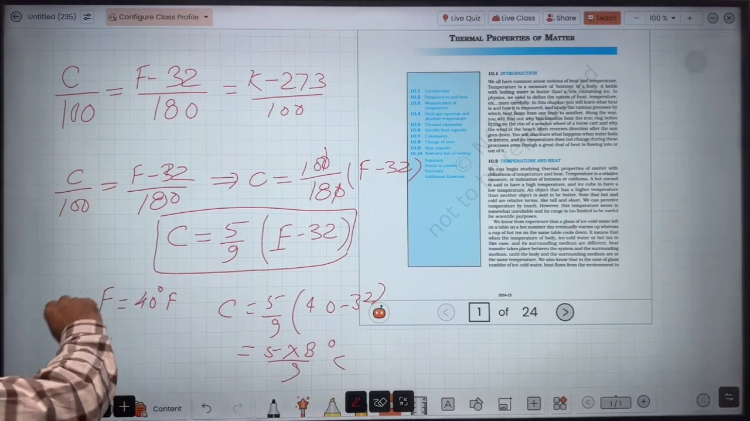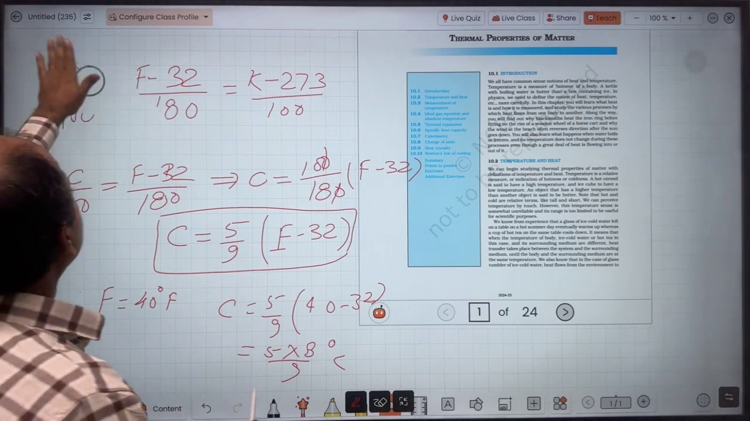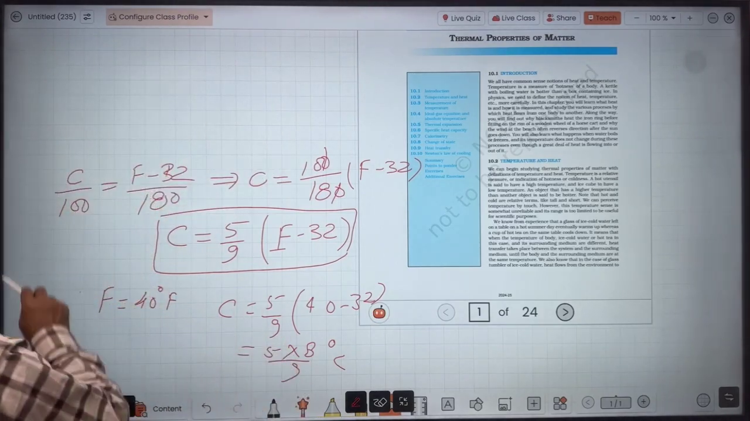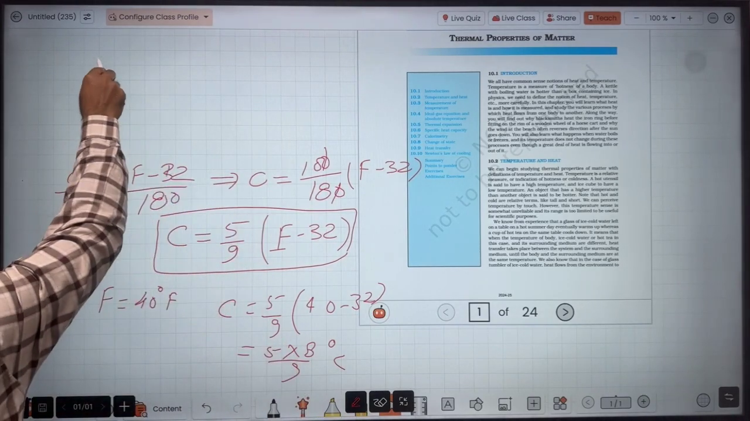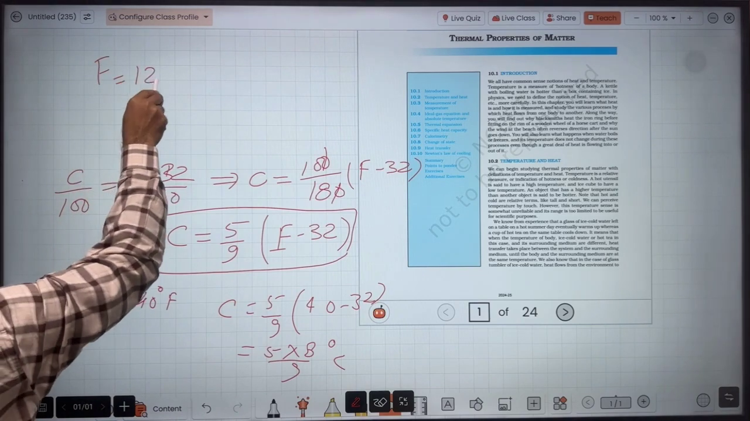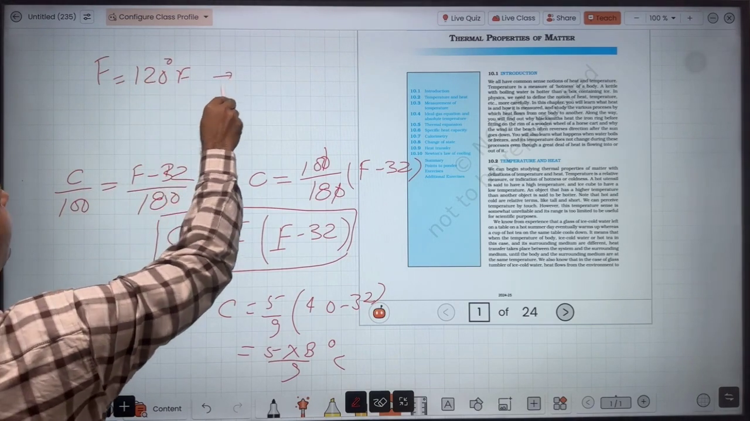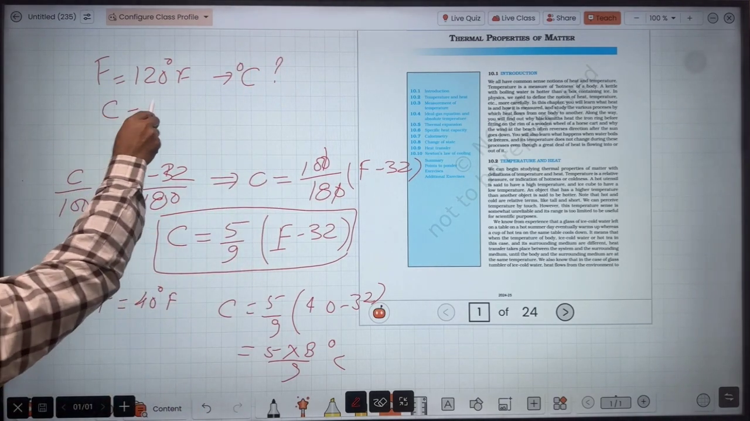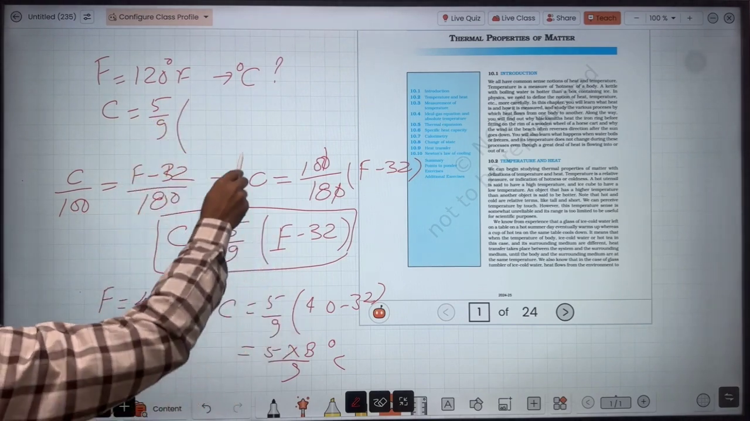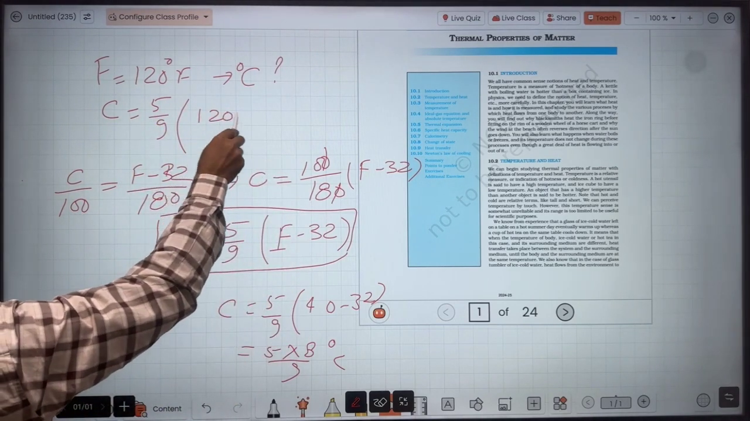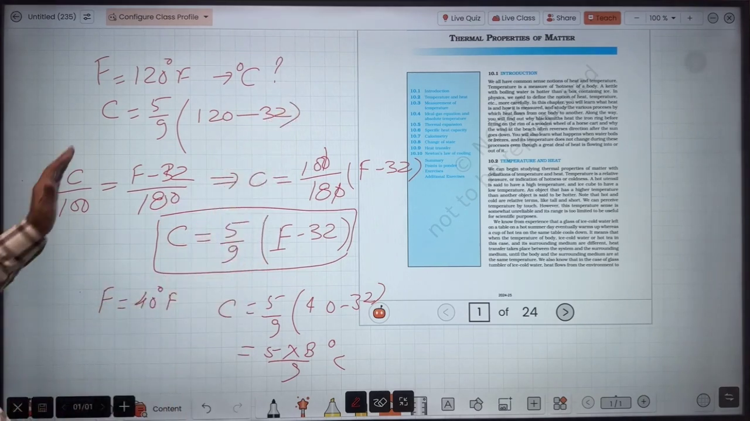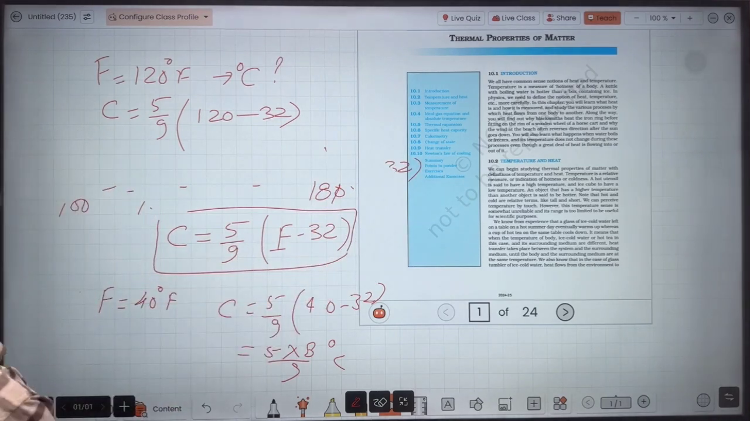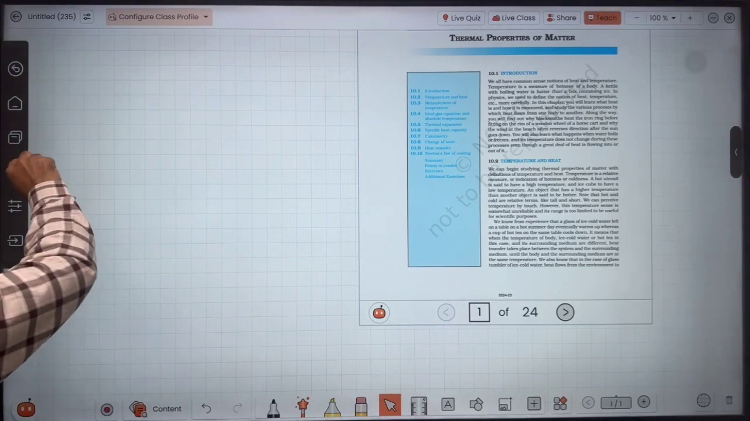Take another example. Suppose F equal to say 120 degree F. Then what is the degree C value? Then again the same formula, C equal to 5 by 9. In place of F, you write 120 minus 32. Then evaluate it, you will get the value in degree centigrade. Now we are going to see another example.